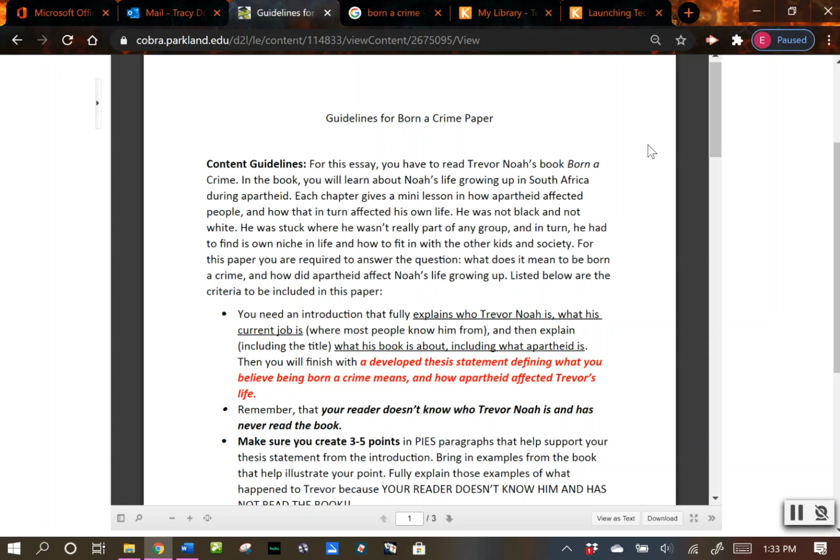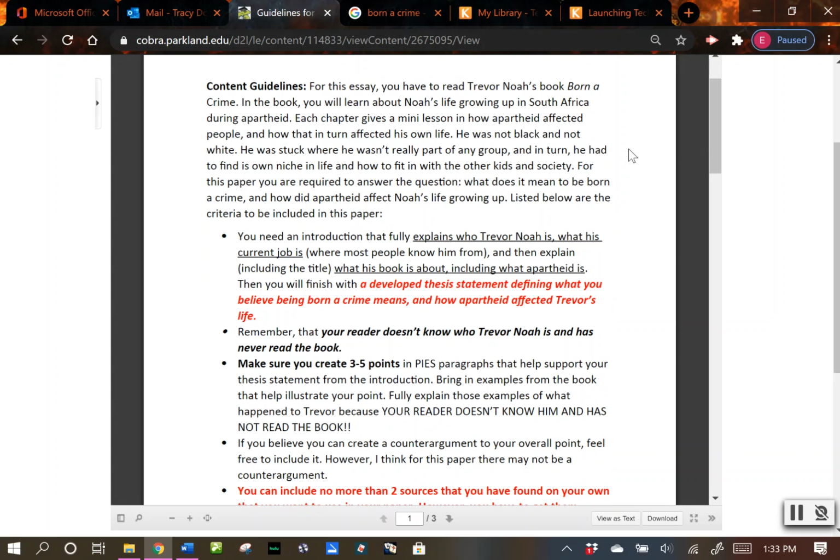So when we think of white and black and those kinds of terms here, they were slightly different in South Africa. So take a look at that when you read through the book. For this paper, you are required to answer, what does it mean to be born a crime, and how did apartheid affect Noah's life growing up?